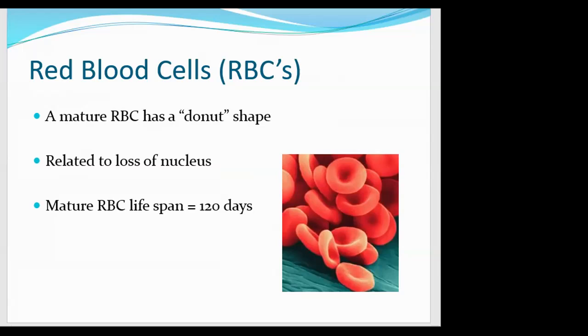So a mature red blood cell is a donut shape, and it has a concave center. This is related to the loss of the nucleus. A mature red blood cell's lifespan is 120 days. So remember that when we start talking about some hematologic conditions, a normal mature red blood cell lifespan is 120 days.